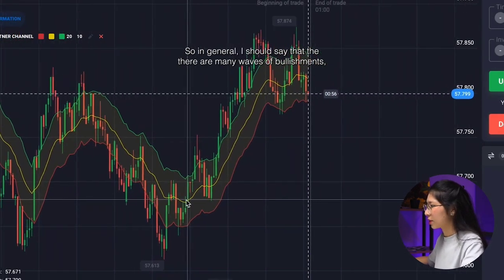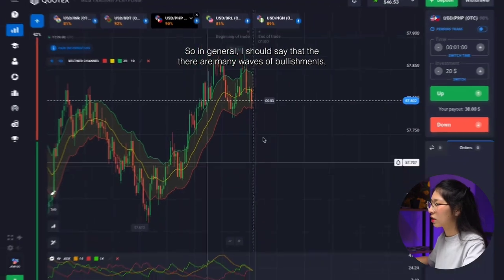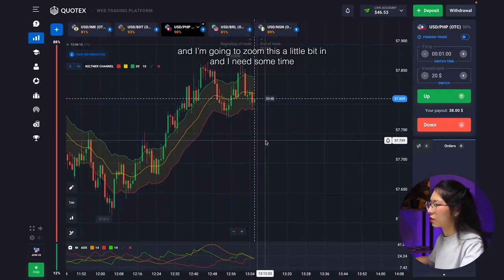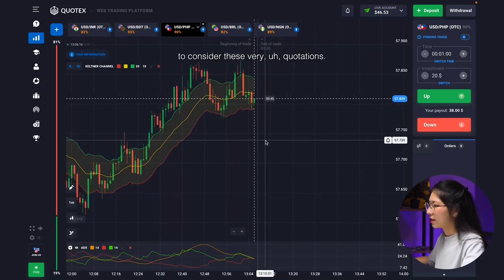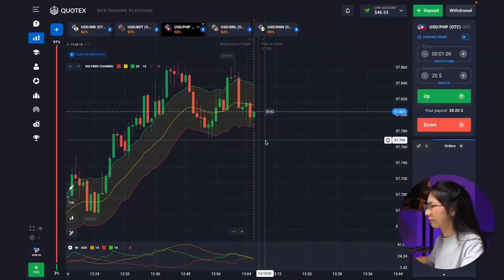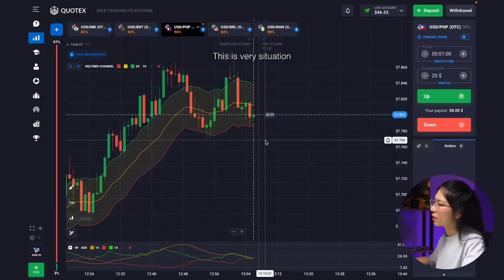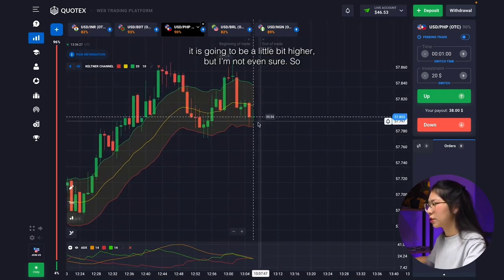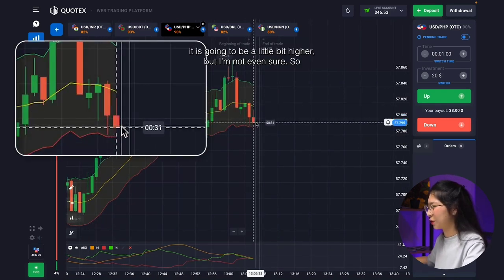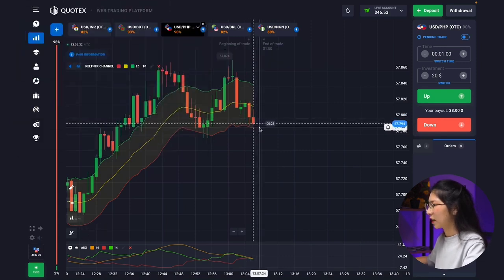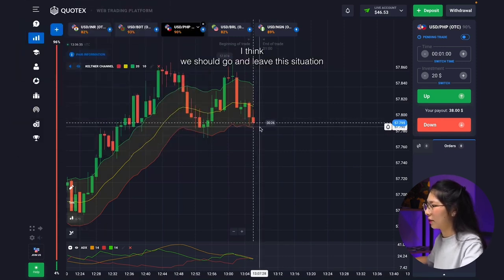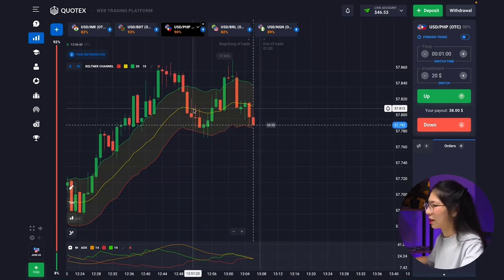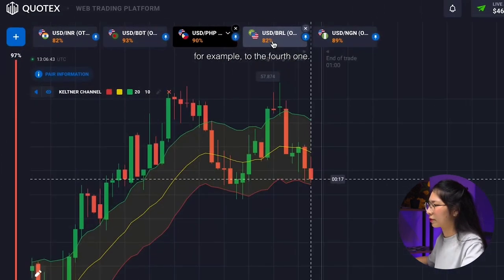In general, I should say that there are many waves of bullishness, and I'm going to zoom this a little bit in, and I need some time to consider these very quotations. So this is the situation with the quotations. I hope that in some period of time it's going to be a little bit higher, but I'm not even sure. I think we should leave the situation and give it time. Let's go further, for example, to the fourth one.